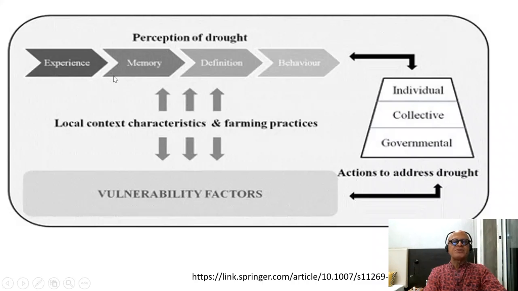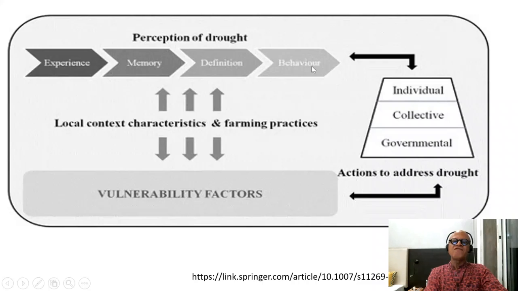Okay, so then putting this together with the meteorological, agricultural, hydrological, and socioeconomic droughts, often it is said that drought is also a perception. There is an experience that happens over a lifetime, and there is a memory built with the experience, which affects the definition of the drought itself, how severe it is, and whether it is a drought or whether it's just a delay in rainfall, for example. And that affects the behavior not only of the individuals but collective and governmental.